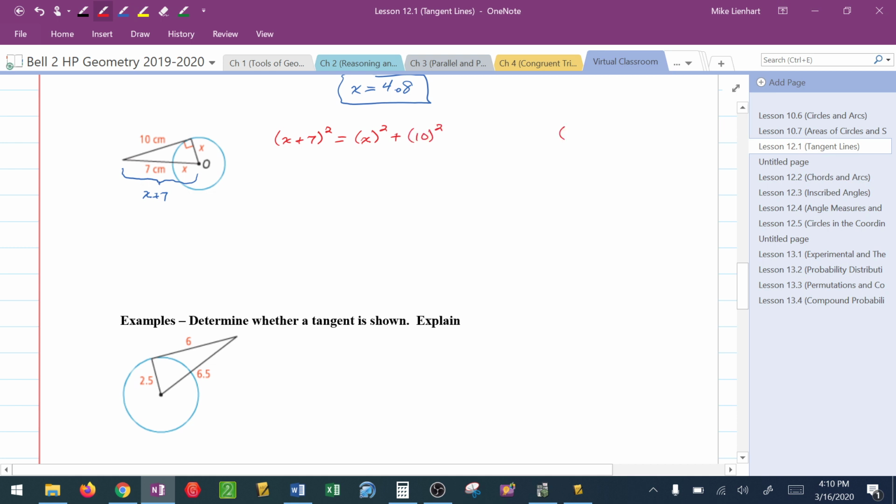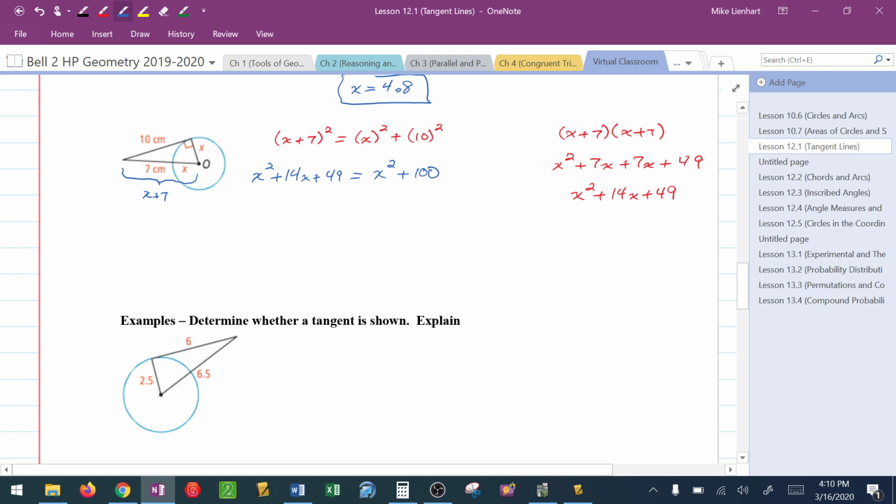All right, again, let's do this off to the side. X plus 7 times x plus 7. I'm going to distribute the x: x squared plus 7x. Distribute the 7: 7x plus 49. And this would simplify to x squared plus 14x plus 49. All right, so the left side of my equation is x squared plus 14x plus 49, and the right side would be x squared plus 100.